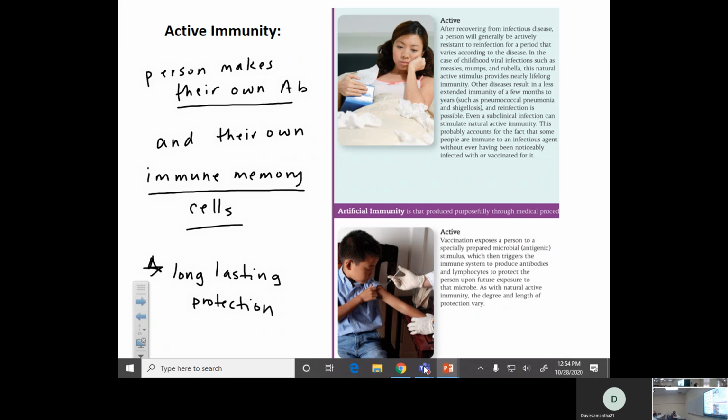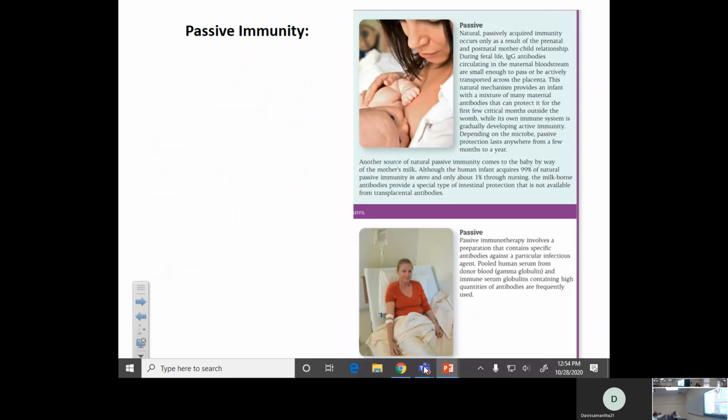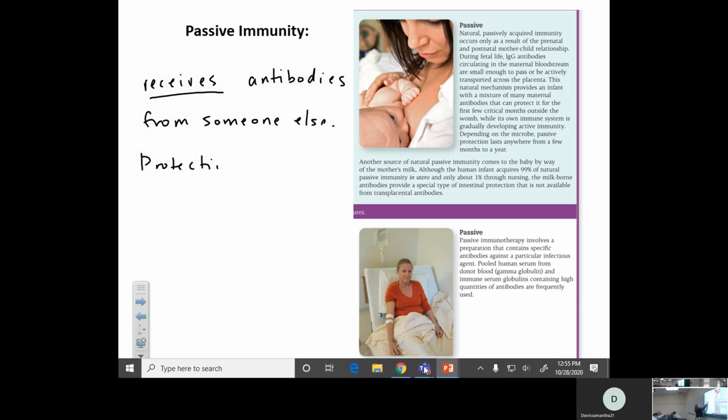So for the passive methods, whether they're natural or artificial, the person is just receiving antibodies from somebody else. And in this case, the protection only lasts as long as the antibodies last.